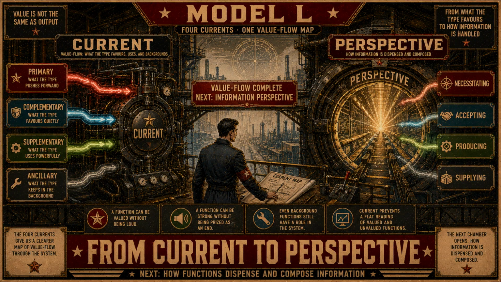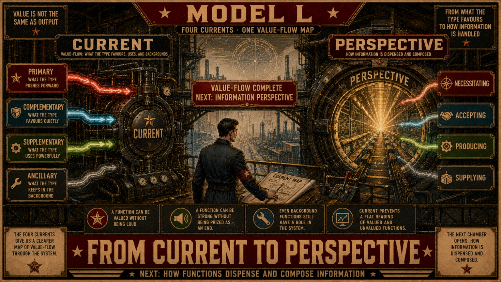So that brings us to the end of the four currents. We began with the old Model A contrast between valued and unvalued functions. Then we separated that into two questions. Is the function favoured or used more as a means? And is it part of a stronger output stream or a quieter one? From those two questions, we get the four currents. Primary current. What the type pushes forward. Complementary current. What the type still favours, but more quietly. Supplementary current. What the type uses powerfully as a means. Ancillary current. What the type keeps in the background.